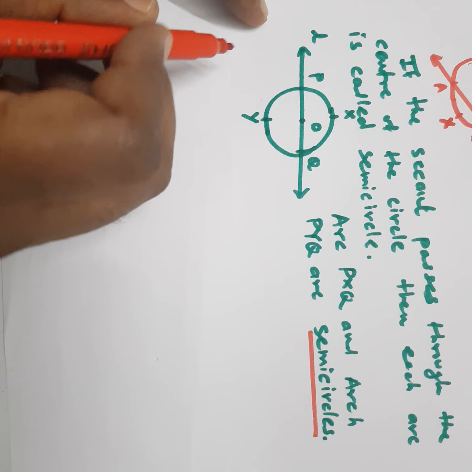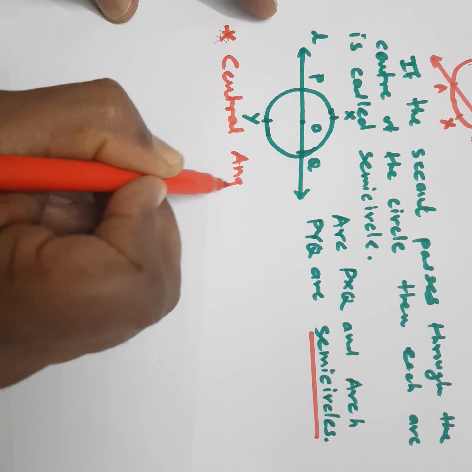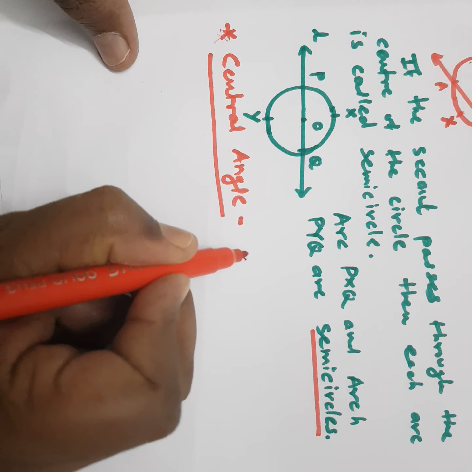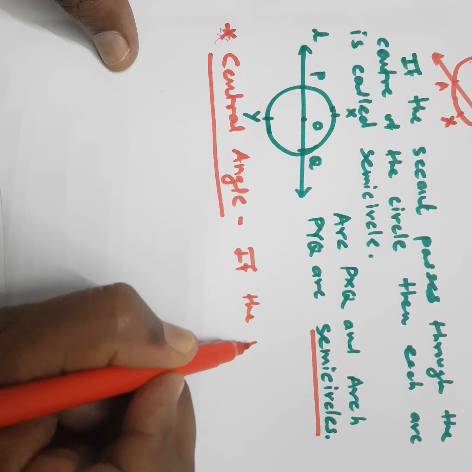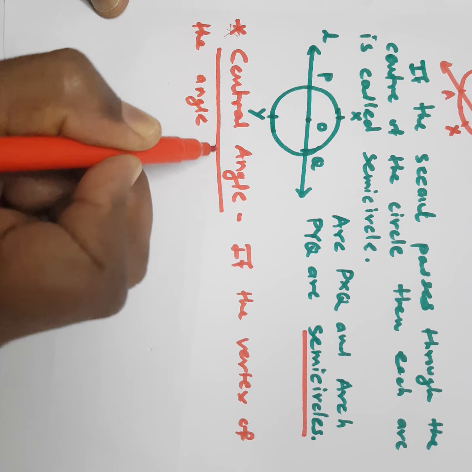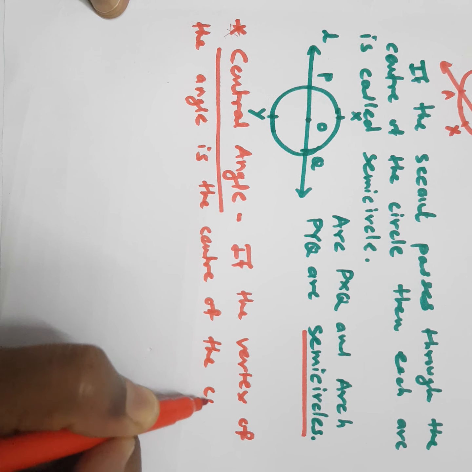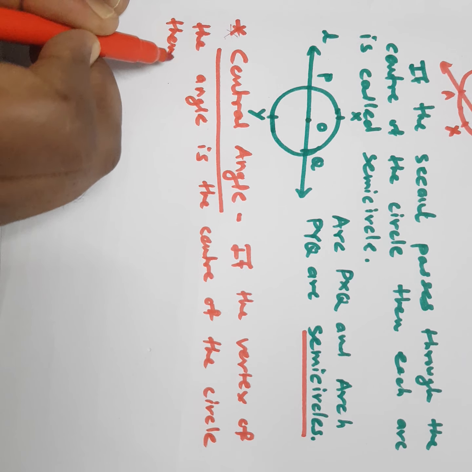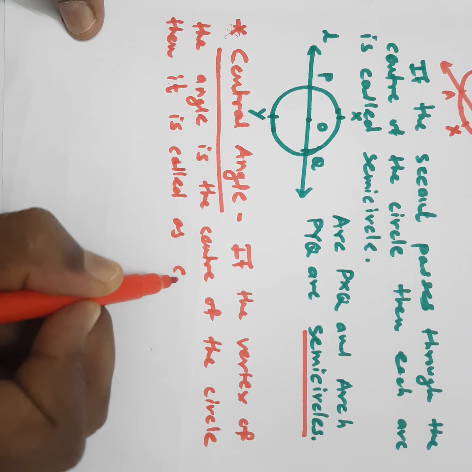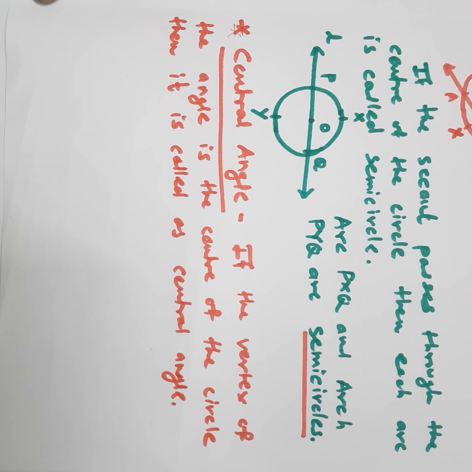Then the next concept is central angle. If the vertex of the angle is the center of the circle, then it is called a central angle.